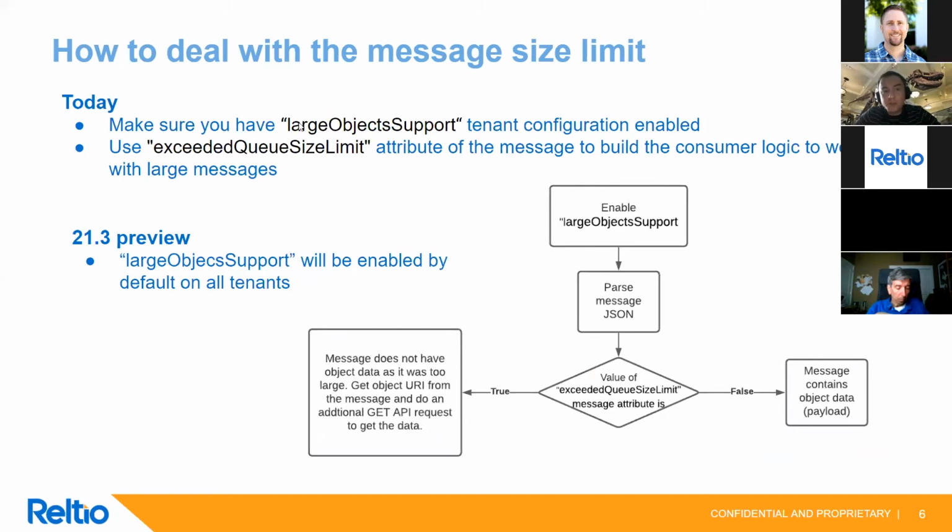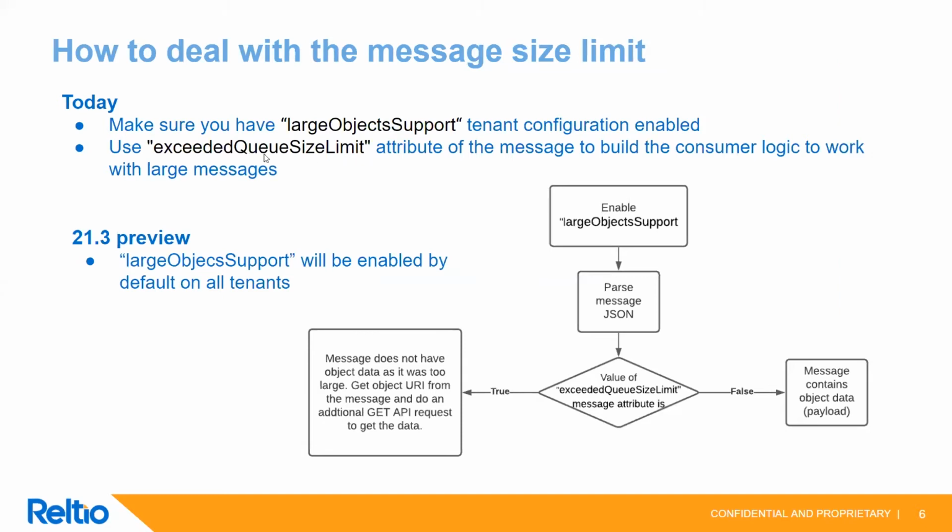Today, you have to make sure that you have large object support enabled in your tenant configuration. And if it is, there will be an additional flag or attribute added to your message, called exceed queue size limit. Reading this attribute from the message, you will always understand whether it is true or false, basically whether a queue size limit was exceeded or not for this specific message.